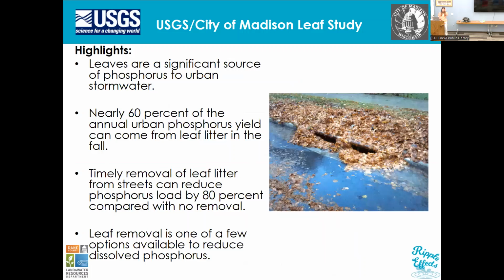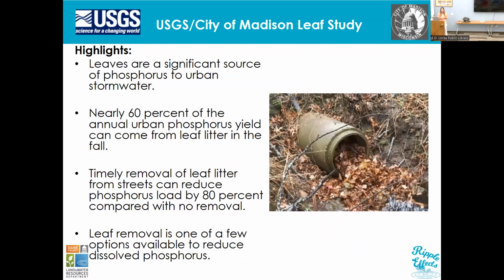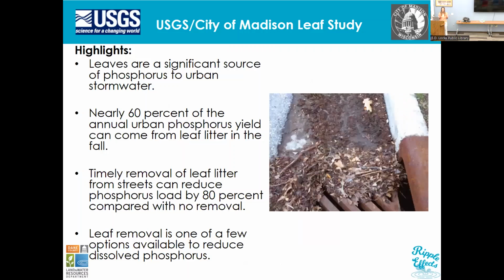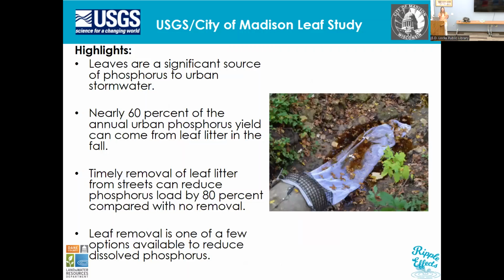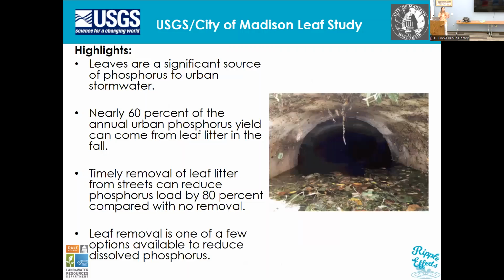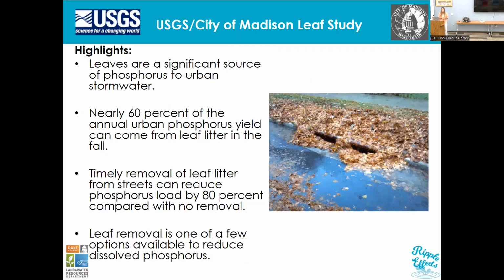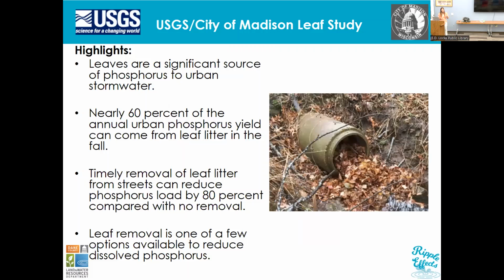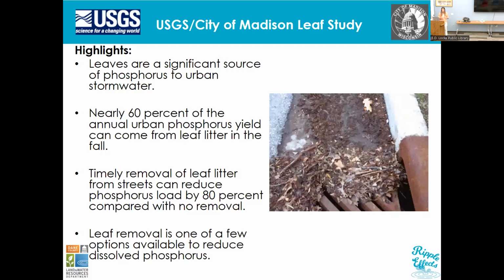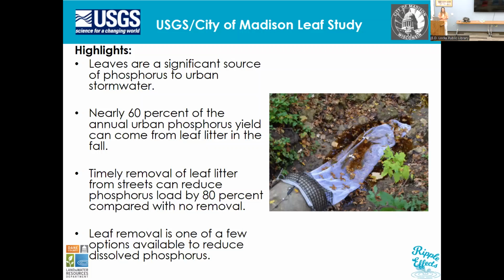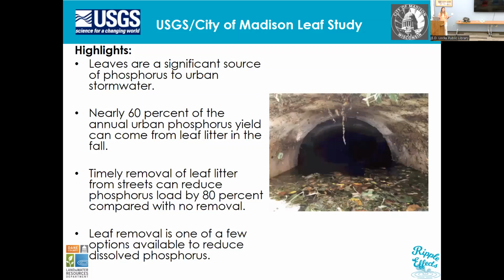So what came out of this study is that we now have the data, and this was a multi-year study. And they're actually doing more work around leaves right now. USGS is looking more at different ways to clean streets and what might be most effective. But what came out of this study is that we really have data now to support that leaves are a really significant source of phosphorus in urban stormwater, and that nearly 60% of the phosphorus from the urban environment can come from leaves in the fall.